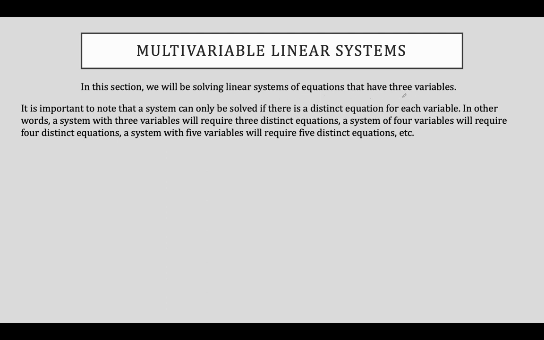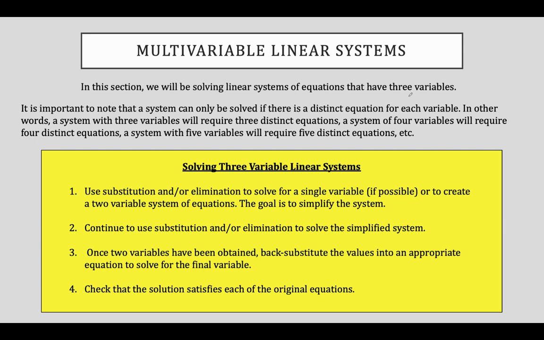And again, as I just said, in this section we are going to be studying linear systems with three variables. So here are your steps for solving a three-variable linear system. Step number one, use substitution and/or elimination to solve for a single variable, if possible, or to create a two-variable system of equations. The goal is to simplify the system, all right? So you're going to be using a combination of substitution and/or elimination to begin to simplify the system down.